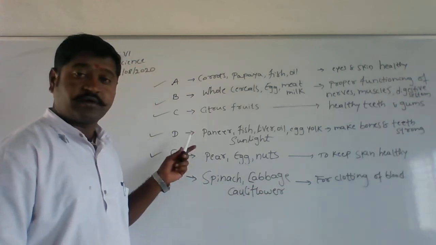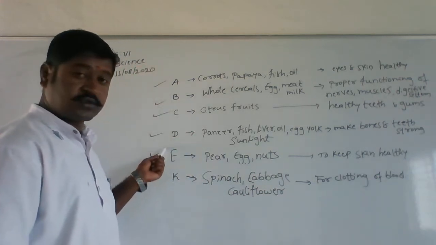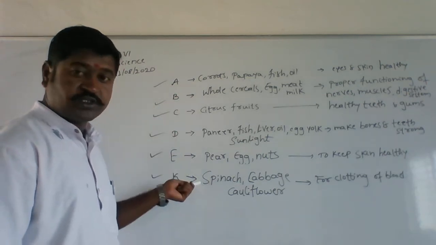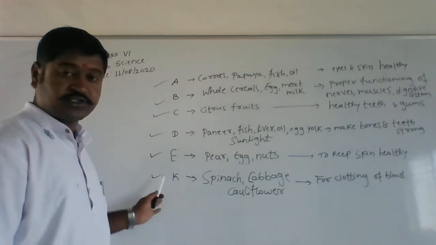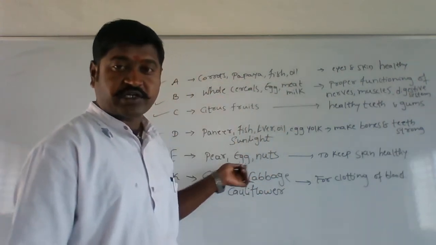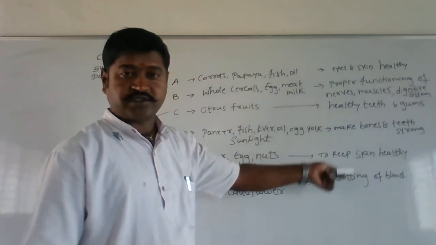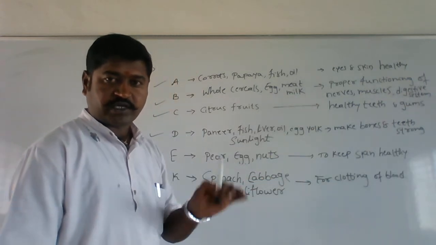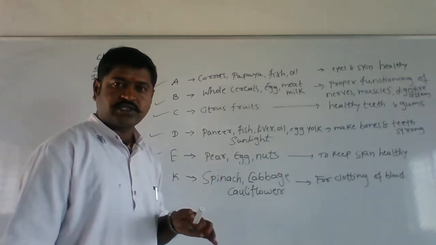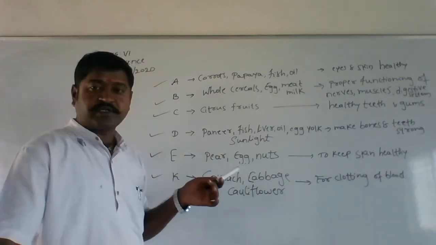So these were the vitamins. And where do we get these vitamins? That is the sources of vitamins, from which kinds of foods we get these vitamins. And what are the uses of these respective vitamins? We have seen it, right? So vitamins, their sources, and the function of these vitamins in our body.